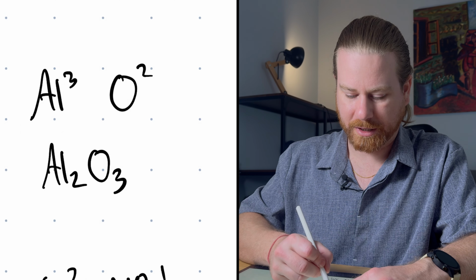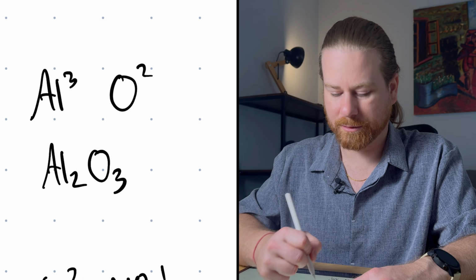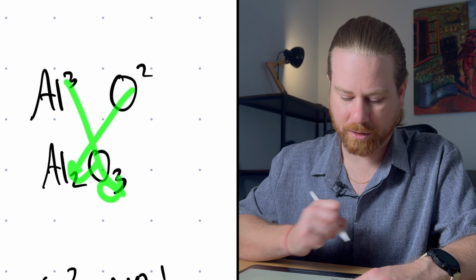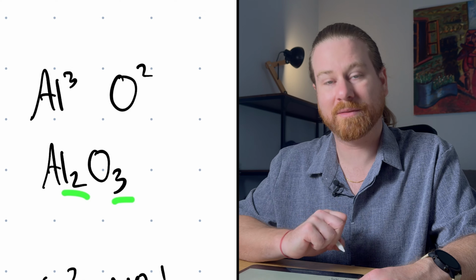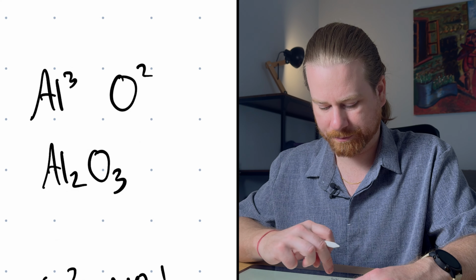We can do the same with aluminium bonded to oxygen. Aluminium is in group 3, valency of 3. Oxygen in group 6 has a valency of 2. We do the swapping over method, and this is why the numbers have ended up over here. And this is our formula for aluminium oxide.